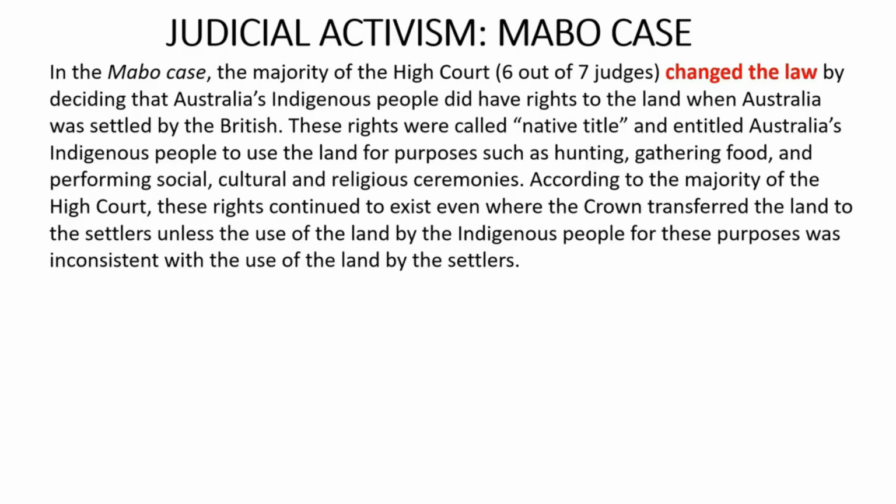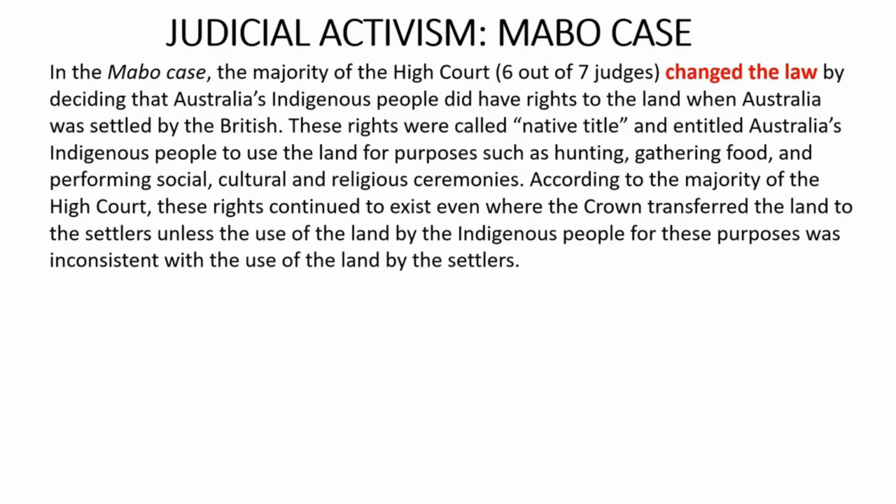They decided that Australia's Indigenous people did, in fact, have rights to the land when Australia was settled by the British, and that in some circumstances these rights continued in existence after settlement. These rights were called native title and entitled Australia's Indigenous people to use the land for their traditional purposes such as hunting, gathering food, and performing social, cultural, and religious rituals and ceremonies like corroborees.